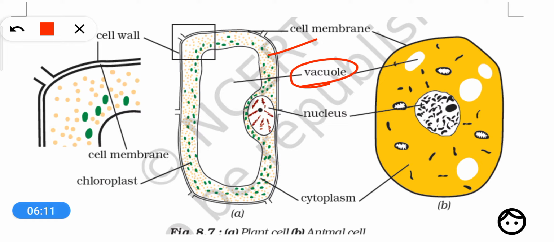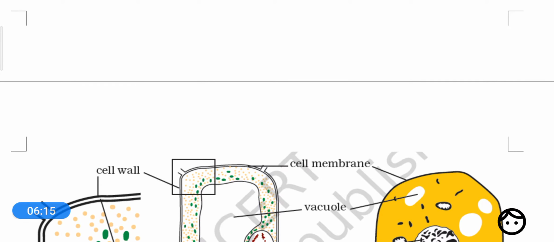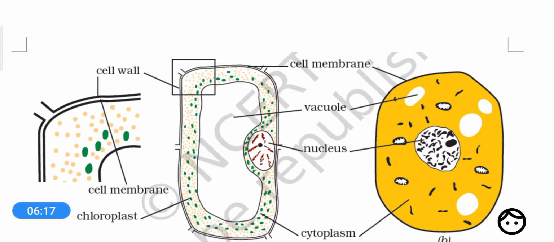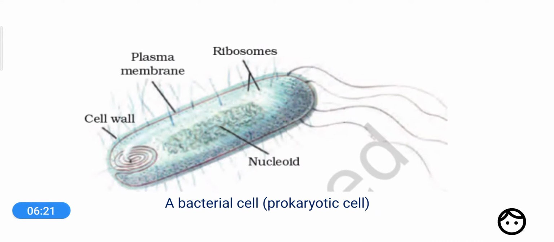All the organelles in a plant or animal cell, that is a eukaryotic cell, are enclosed within membranes. But here you see in a bacterial or prokaryotic cell, there is no cell organelle visible. There is no mitochondria, no endoplasmic reticulum, no chloroplast. All the membrane bound organelles are absent.